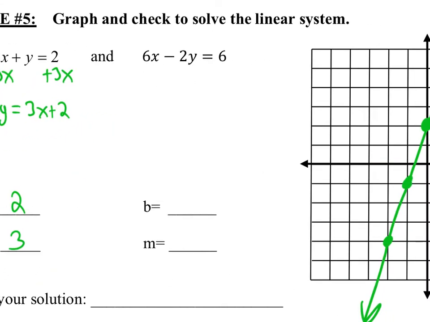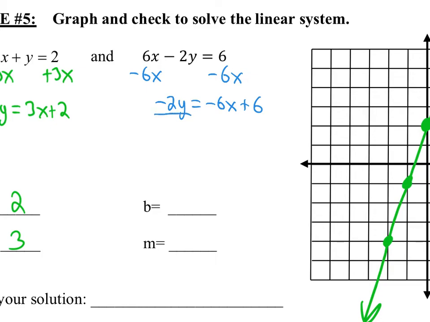So we need to get rid of that 6x. How do we get rid of that 6x? We need to move stuff away from negative 2y, so we're going to subtract 6x from both sides. Negative 2y equals negative 6x plus 6. Make sure you write it like that. Don't put 6 minus 6x. Make sure you put the x in front, because we want it in y equals mx plus b form. We don't want it to be all flipped around.